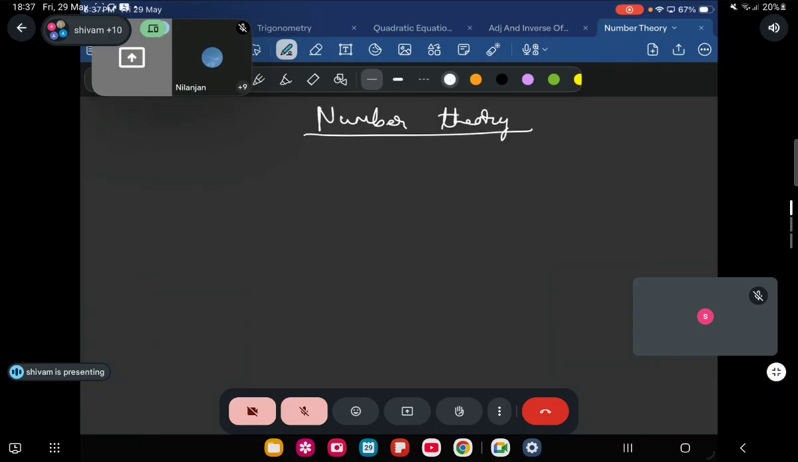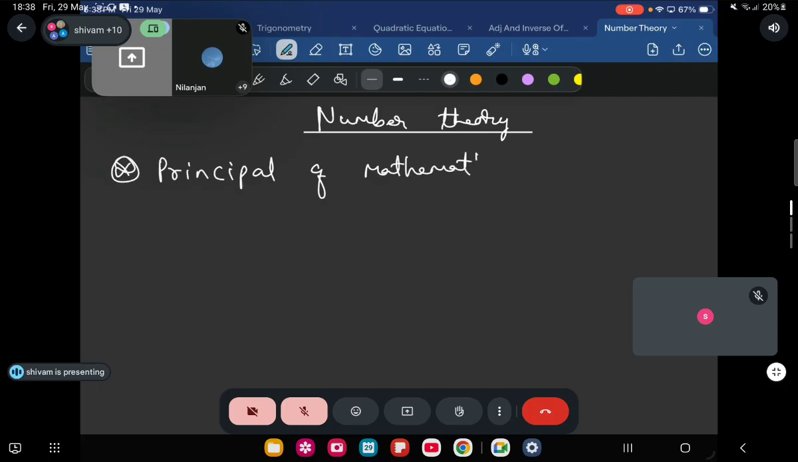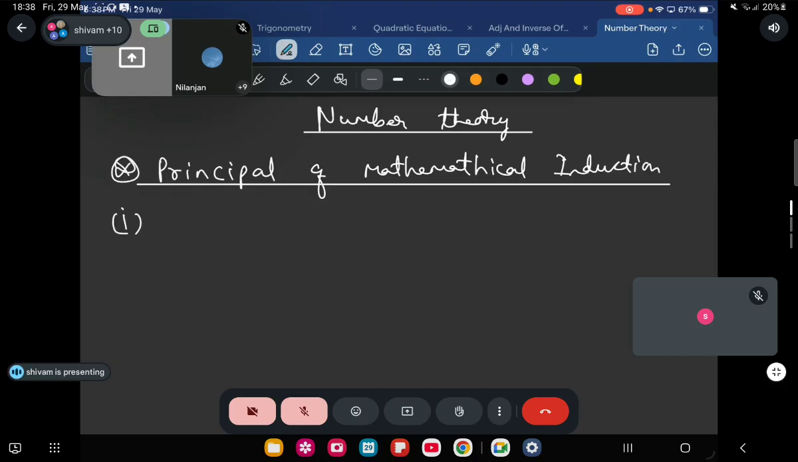First of all, you should have a slight idea about mathematical induction as well. Principle of mathematical induction. So what is mathematical induction? I'll just tell you a brief idea. Some of you already know. The first thing is that actually this is the first principle of mathematical induction.